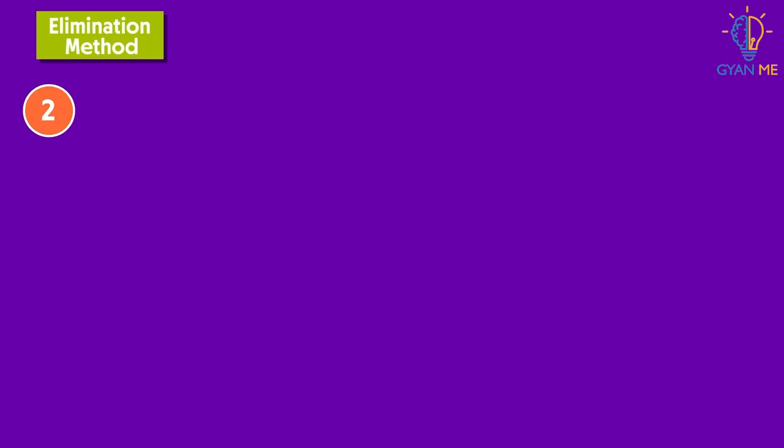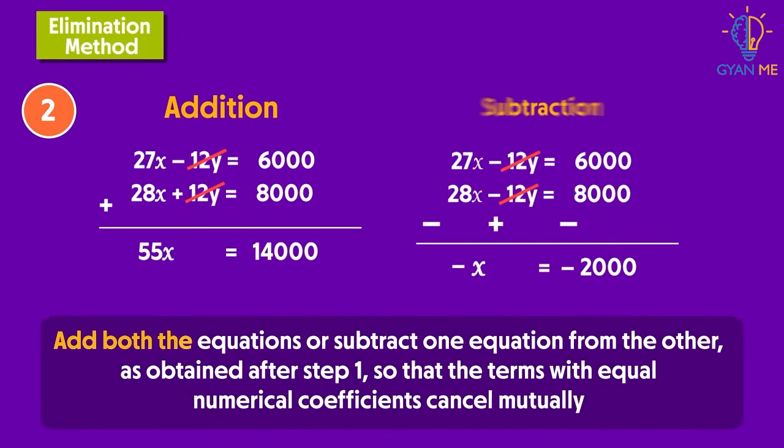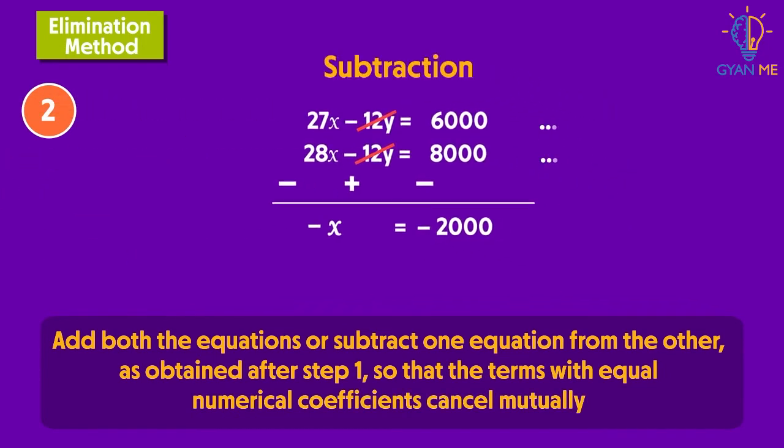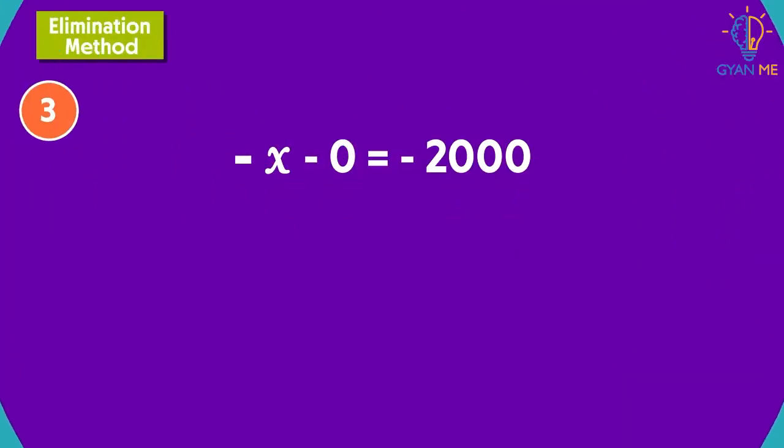Let's move to step 2. Add both the equations or subtract one equation from the other, as obtained after step 1, so that the terms with equal numerical coefficients cancel mutually. In this case, we will subtract equation 2 from equation 1 because the signs of variable y are the same in both the equations.